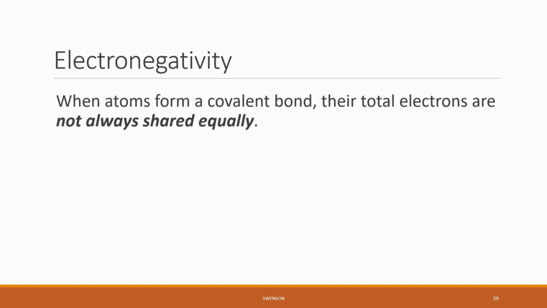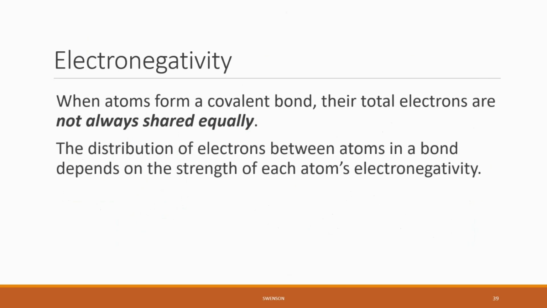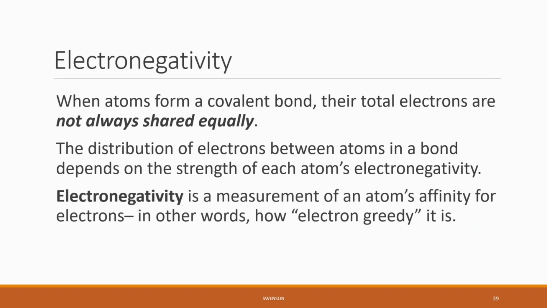So far, the images we have shown have not captured another component of these bonds, and that is electronegativity. Depending on the atoms involved in a covalent bond, electrons aren't equally shared. The distribution of the shared electrons depends on the atom's strength of attraction to the electrons. This is called their electronegativity. So electronegativity is a measurement of an atom's affinity for electrons.